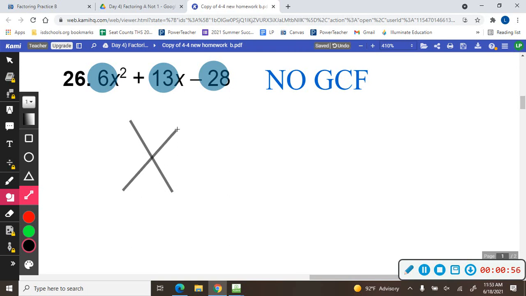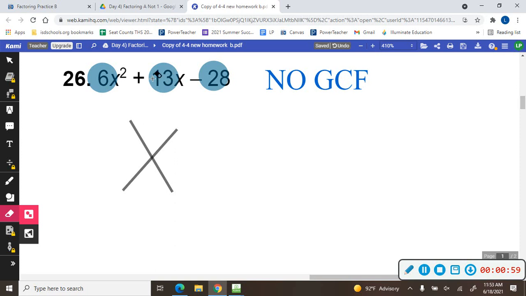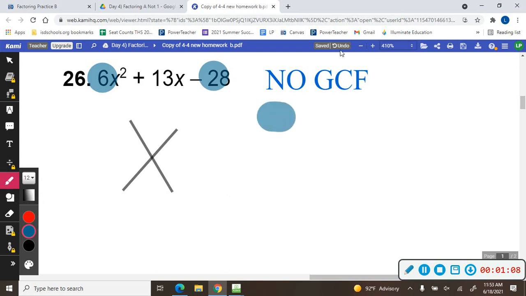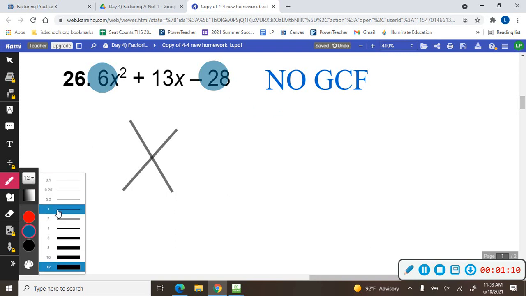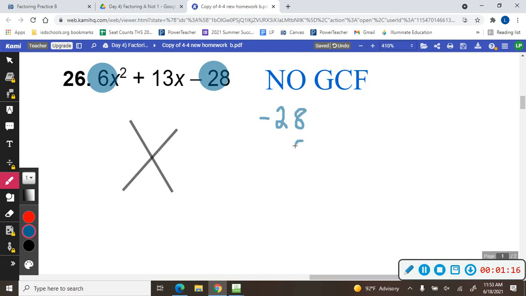The only difference now is that you are going to take your 6 times your negative 28. So I'll do that math real fast. Let's see, what is negative 28 times 6? If I multiply those, 6 times 8 is 48. 6 times negative 2 is negative 12. Negative 12 plus 4 is, 6 times 2 is 12. 12 plus 4 is 18. So you get negative 188.